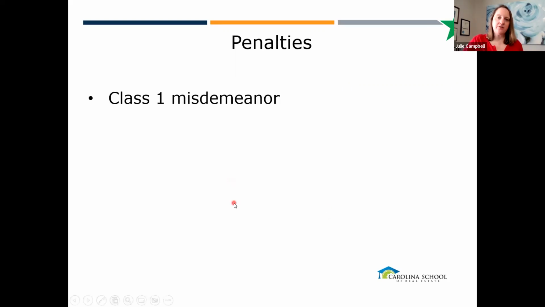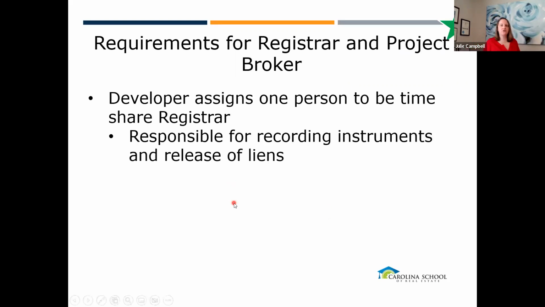Each timeshare development has a registrar and a project broker. One person acts as the registrar. The person that acts as the registrar is the one that is recording documents and releasing liens when that timeshare gets sold. So the registrar handles registering everything.